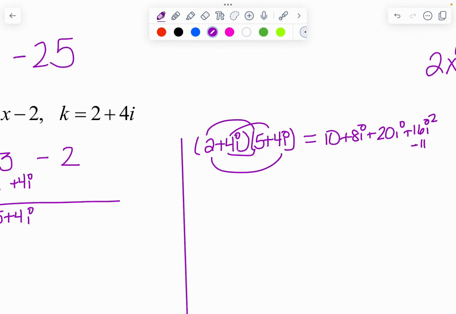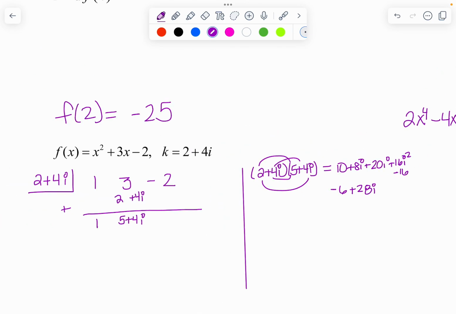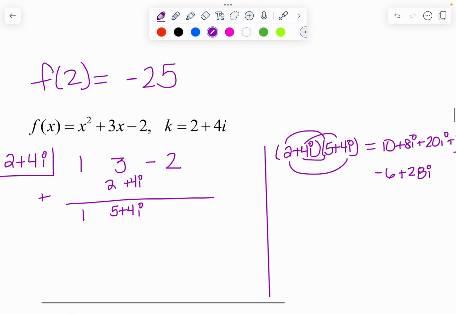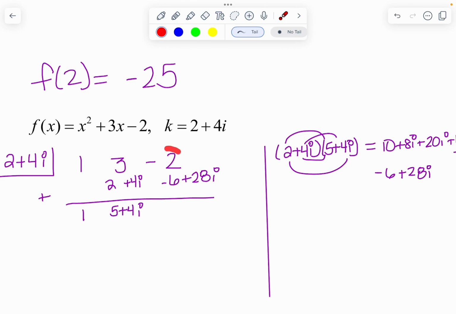Remember, this becomes negative 16. So I have here negative 4 plus 28i. And actually, what did I do wrong? This should be actually negative 6 right here. So now I'm going to have here negative 6 plus 28i. I'm going to add my like terms. So this becomes negative 8 plus 28i.